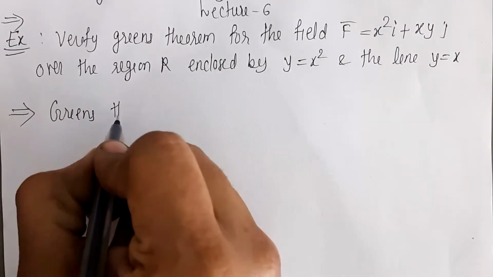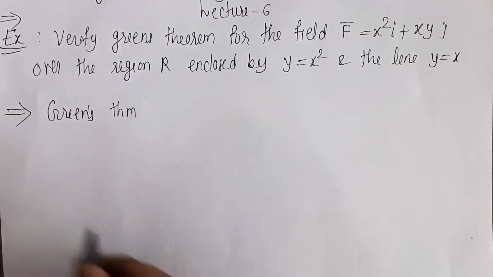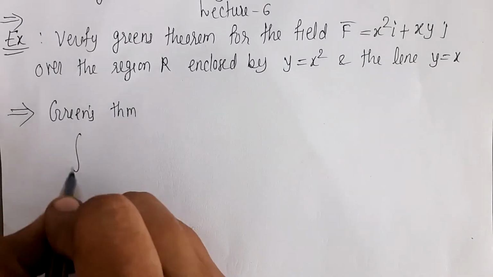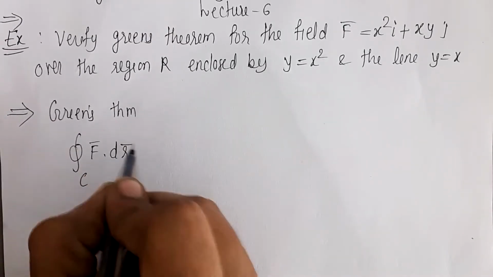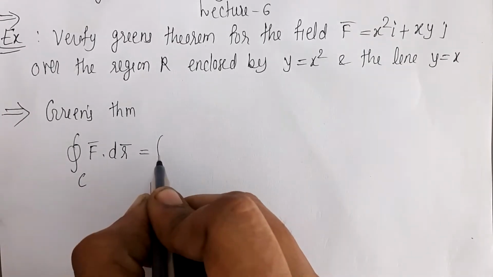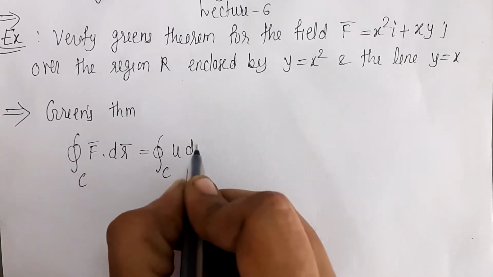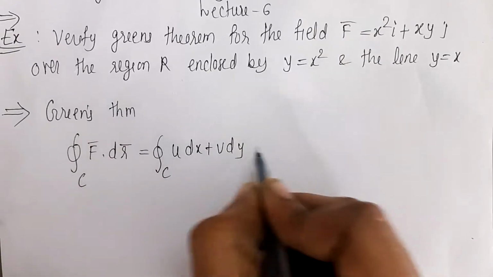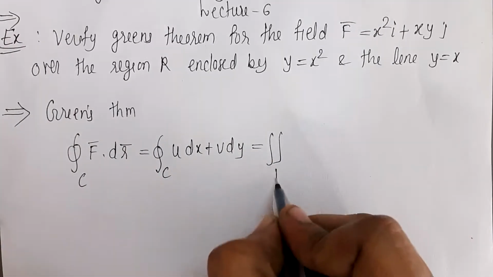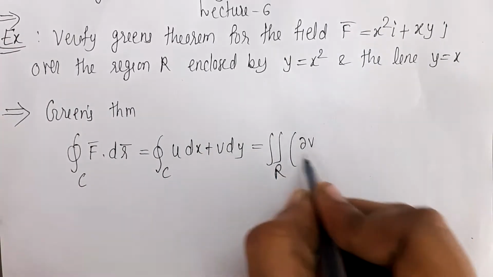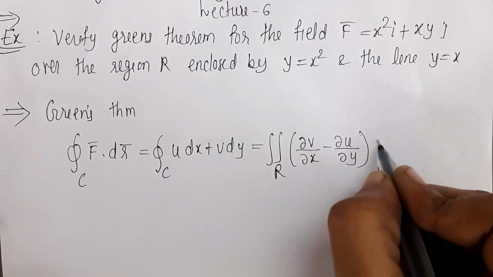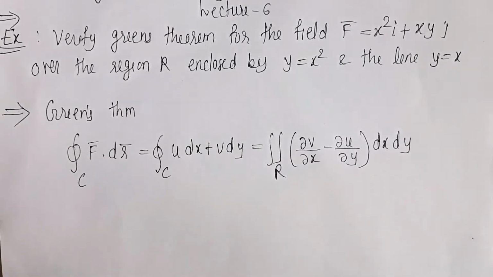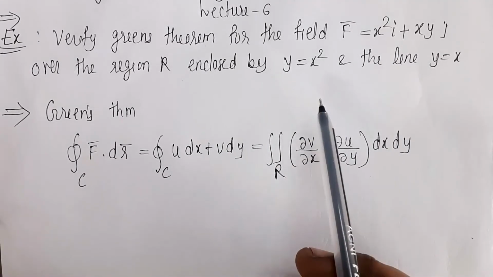Green's theorem: the integral over C of F dot dr is equal to the integral over C of u dx plus v dy, which is equal to the double integral over R of (∂v/∂x minus ∂u/∂y) dx dy. So Green's theorem is used if the curve is closed.